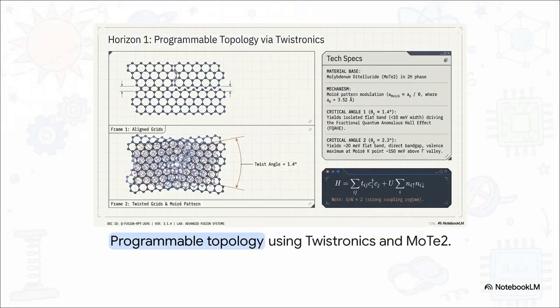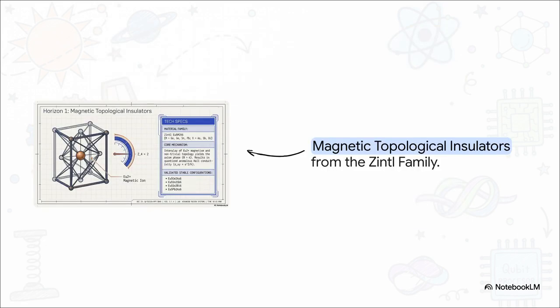Now, what's really interesting about this slide is how we actually create those patterns. You've got perfectly aligned atomic grids in the first frame, but see what happens when we use twistronics? By twisting those grids by a critical angle of exactly 1.4 degrees, we create a Fourier pattern. That tiny, incredibly precise twist fundamentally alters the physical properties of the material, creating isolated flat bands. The math calculates this shift, but the core takeaway? We are literally programming physical topology just by twisting atomic layers. It's amazing.